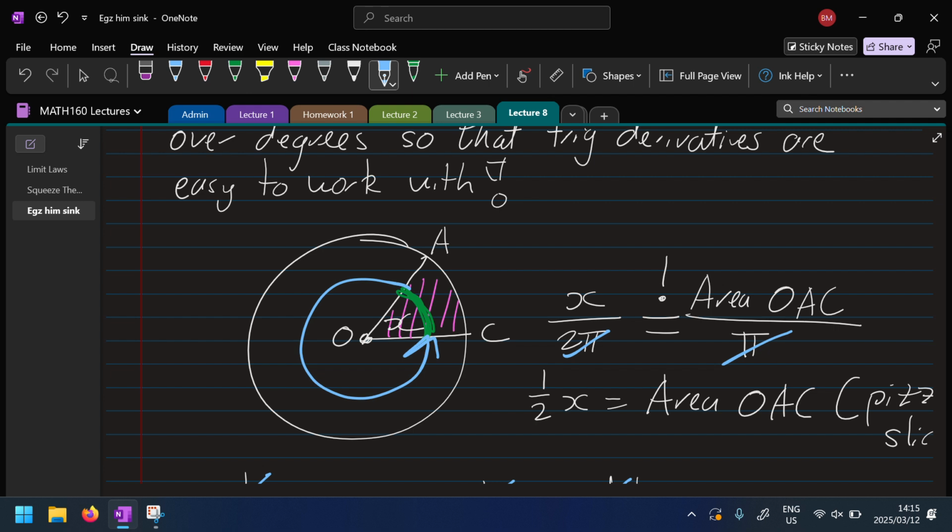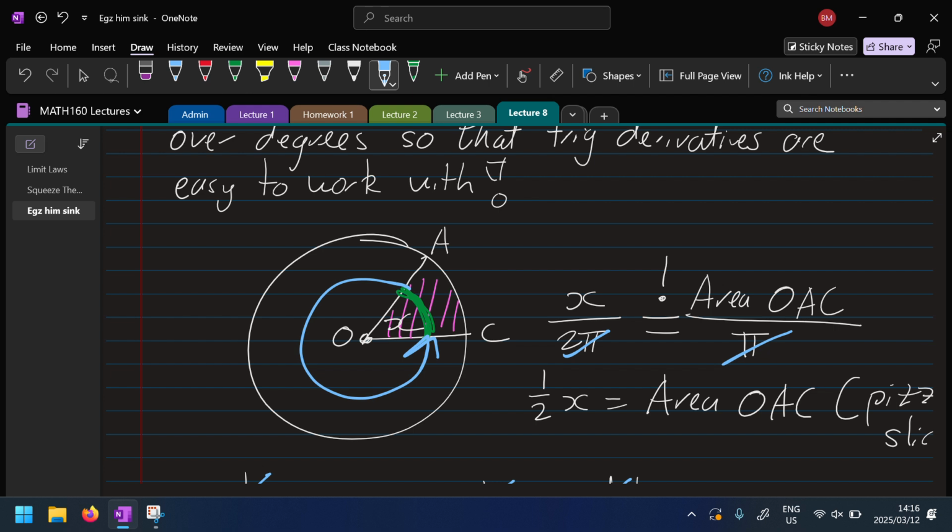Now, what we want is the area. Right? Because we have smaller area, medium area, large area. So this area is OAC. We've got that at the top. If I have 1 pizza slice out of 8 pizza slices, what's the ratio?